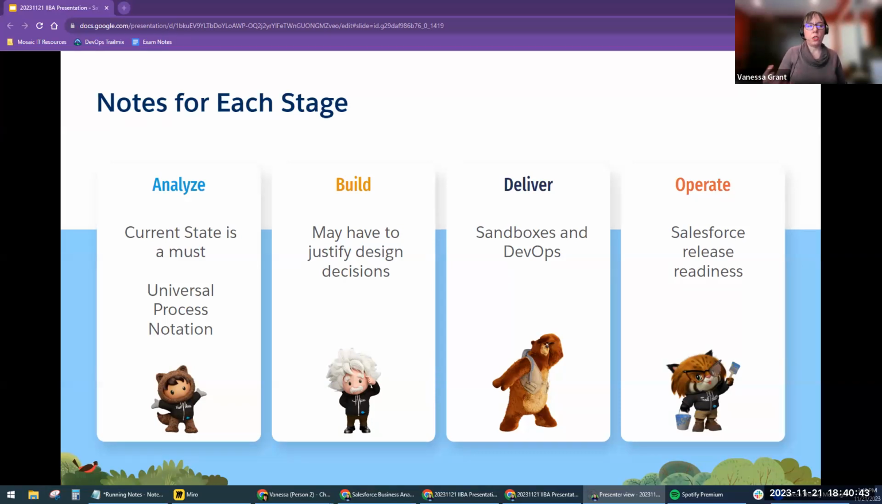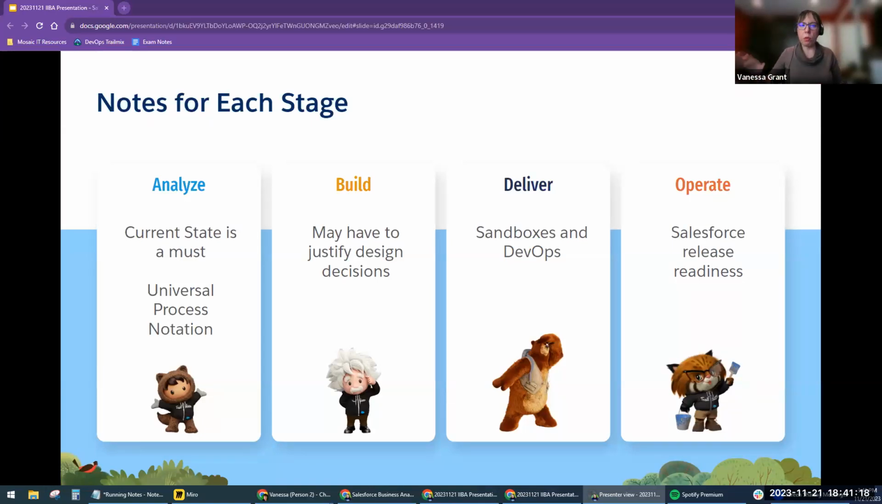In the build stage, I think something that's specific to Salesforce BAs is that oftentimes you are going to have enough know-how to be able to justify design decisions. So while the business might request certain things, the dev team might come back and say it's just not worth building that. And so again, being that bridge and being able to communicate effectively with your business stakeholders and getting them to understand the long-term risks of doing things a certain way versus not.